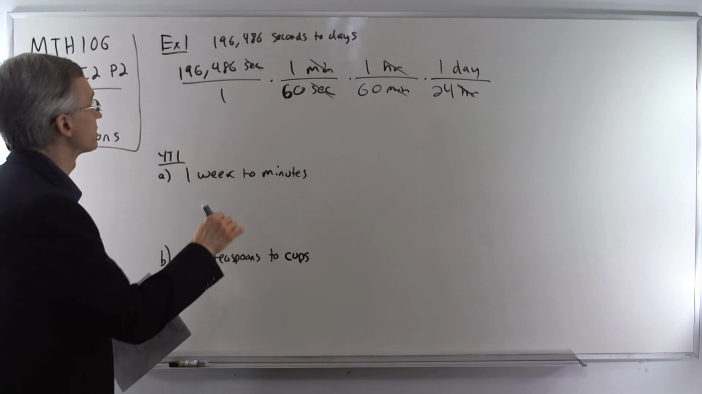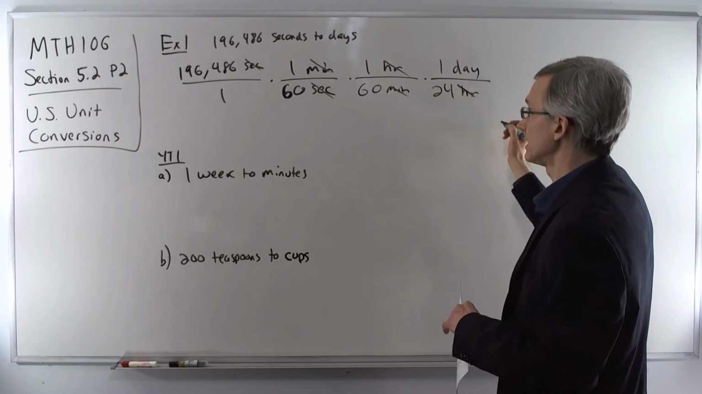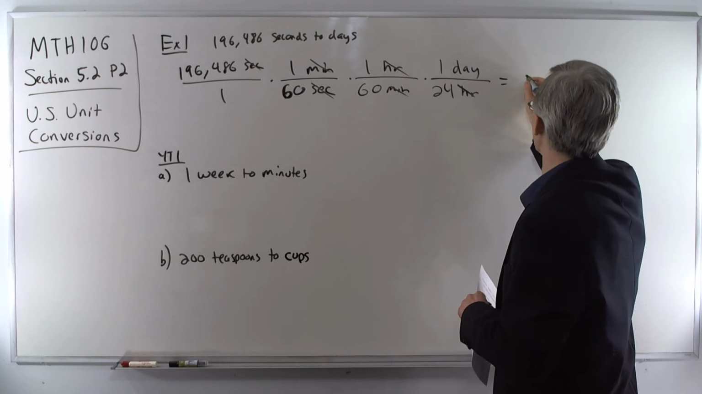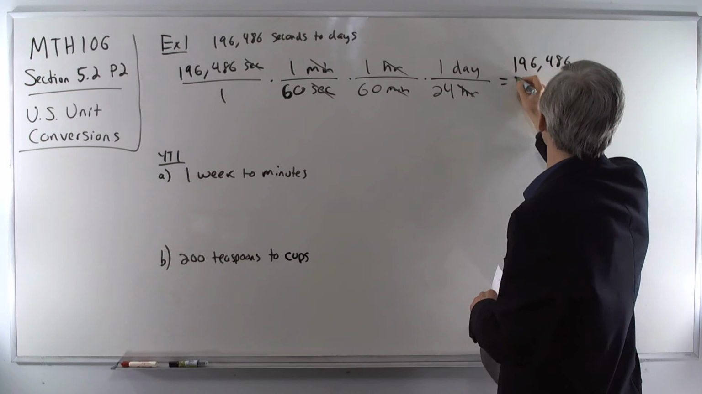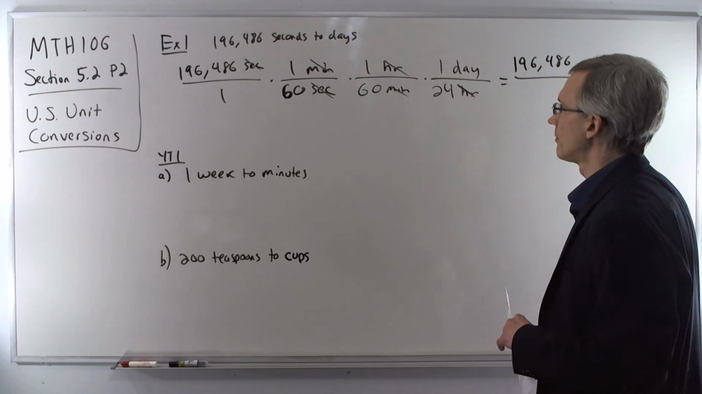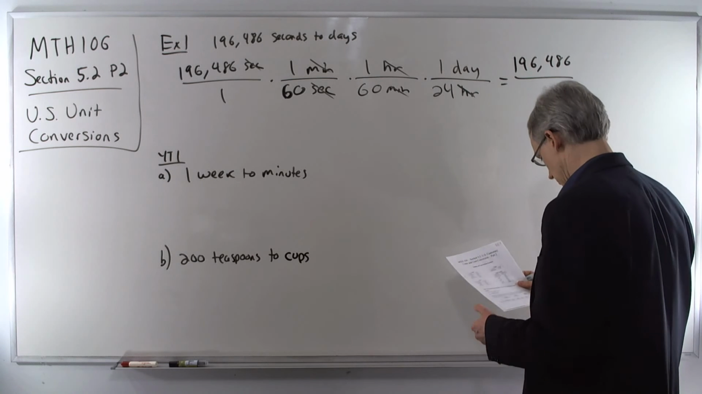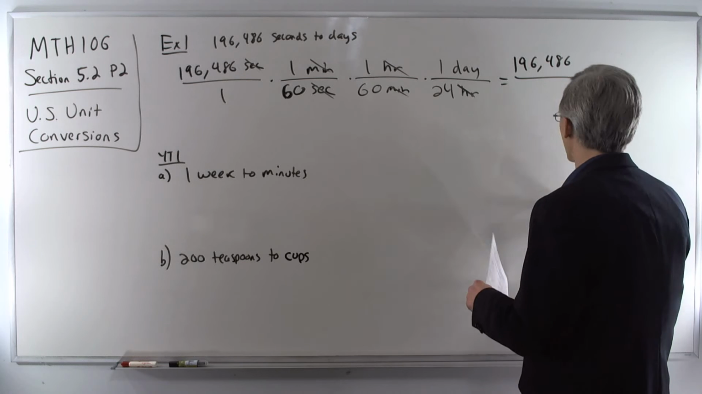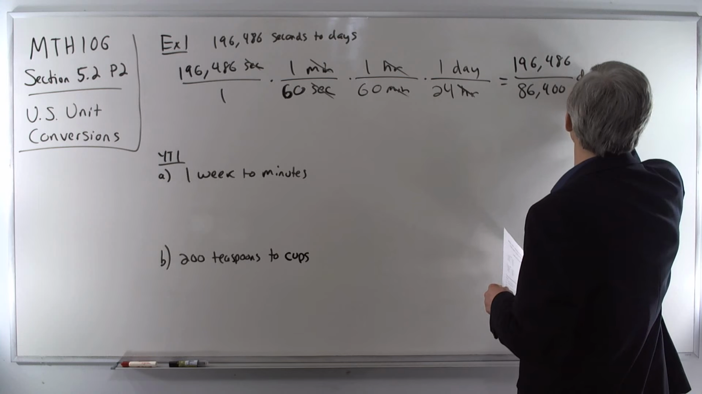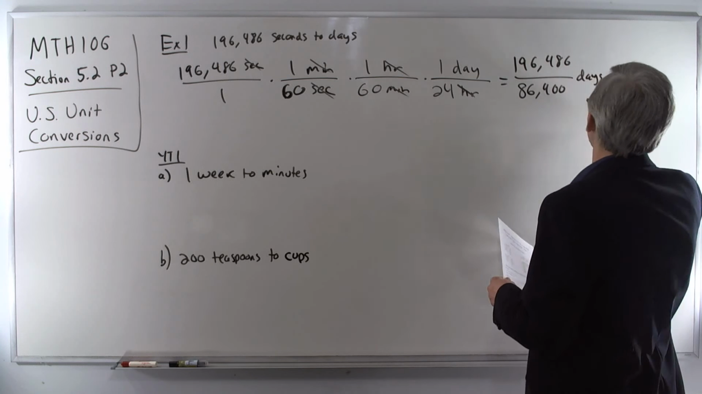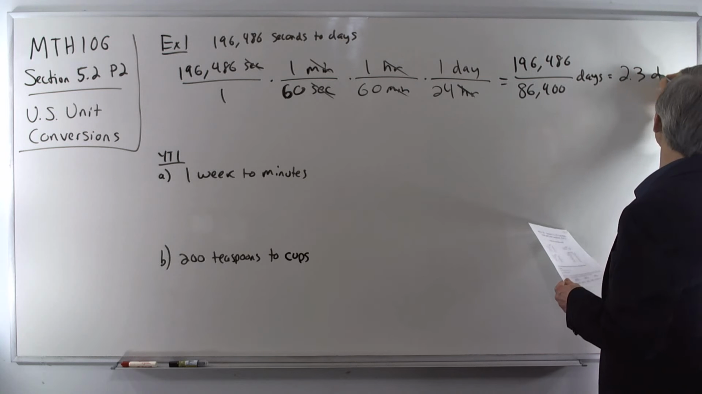Now we're going to multiply straight across on top, 196,486 times 1 times 1 times 1. And on the bottom, we're doing 60 times 60 times 24. And that is 86,400. Units are days. Finally, divide this out, get 2.3. So 2.3 days.